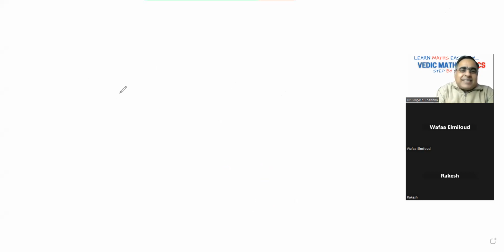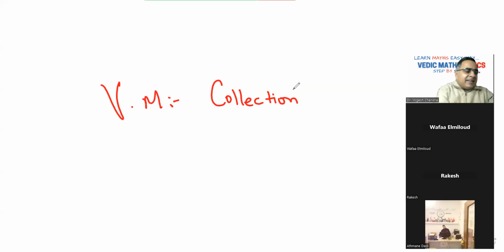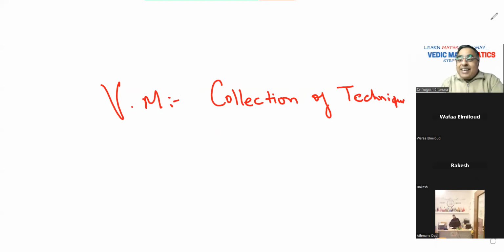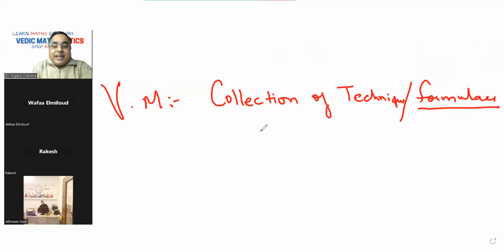You can say Vedic maths is a collection of techniques. Now, what is a technique? Technique is a method or the methodologies which we use in mathematics, right? And we also call them formulas. So you can say it is a collection of techniques or formulas. Now, particularly in Vedic maths, we call these formulas sutras, right?